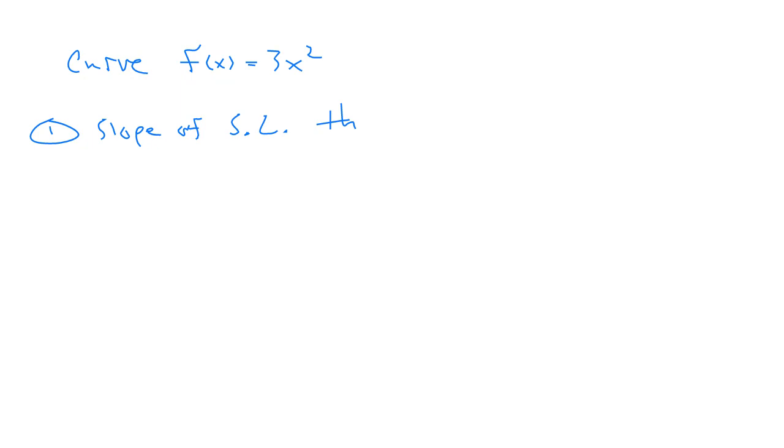Well, okay. Let's take an example. Say we've got this curve, and I'll keep it simple for now. f of x is 3x squared. Part 1. What is the slope of the secant line, so I'll write SL for secant line, through x is 2 and x is 2.1?